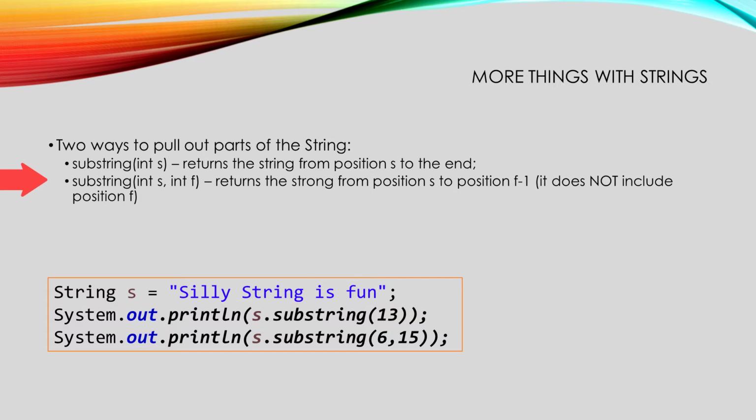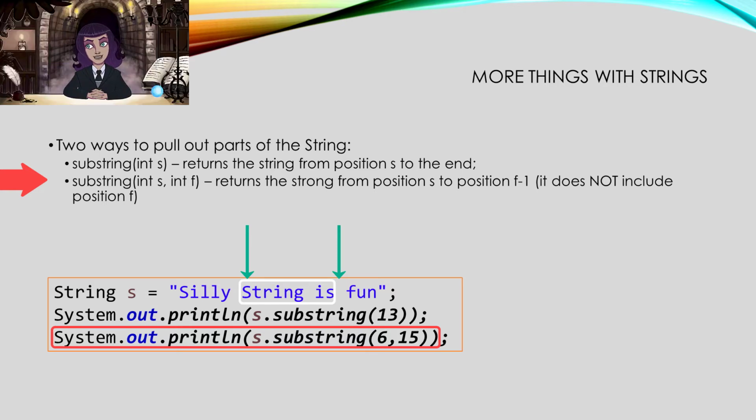The second way you can get a substring is by passing two integer parameters, S and F. That will cause it to return a string that starts at position S and ends right before position F. In this example, we've passed in 6 for S and 15 for F. That will make it return a substring that starts at the capital S in position 6 and ends right before the space that is in position 15. So it will return a string containing "string is".